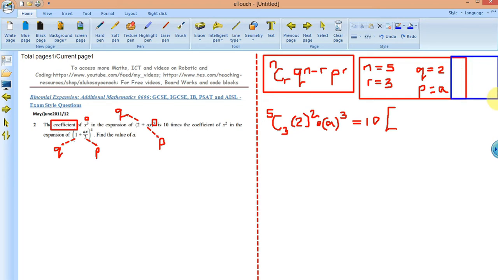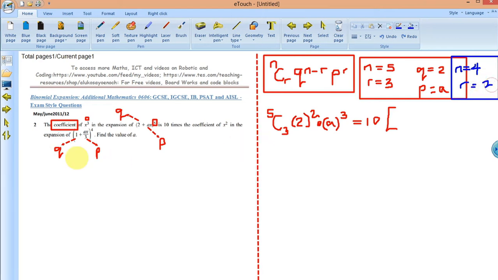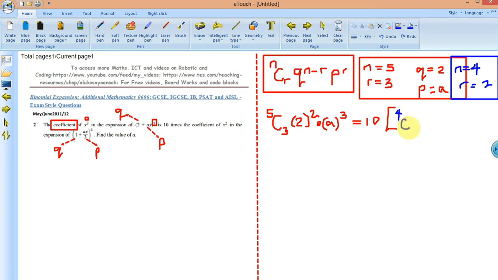So n and r are different, they vary for the two questions. So n for the second one, for this one here, is 4, and r is 2, because this one is the expansion of this raised to power 4, x squared, so r is 2. Then you have all the information already, so let's go ahead. That's 4 combination 2, then open a bracket.